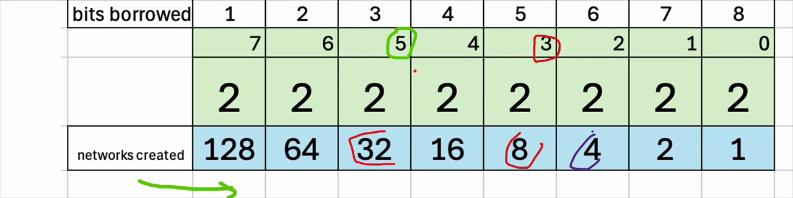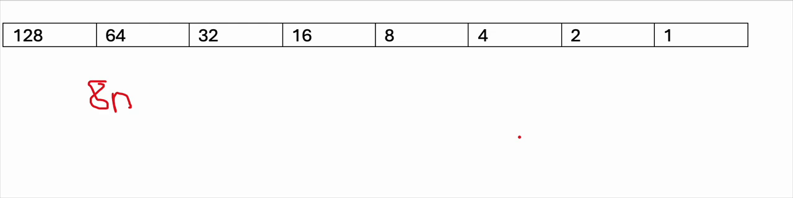we simply go to our table right here. If you humor me, if we want 8 networks, we know we're borrowing 3. If we wanted, I don't know, 32 networks, we know we borrow 5. But if we want 8 networks, we go down to our trusty schemer right here, and we say, all right, we're borrowing 3 bits to make 8 networks. 1, 2, 3. That means our networks are divvied up into 32.